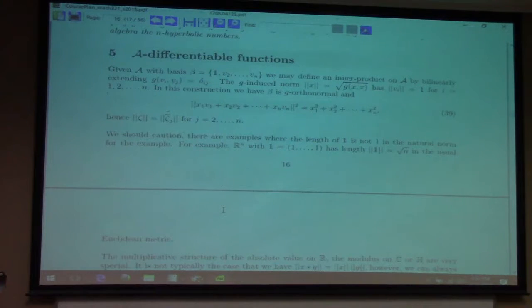So we have this list of examples. Now I want to talk to you about differentiability. First things first, differentiability involves a limit, so I have to set up a limit. I'll try to be brief.